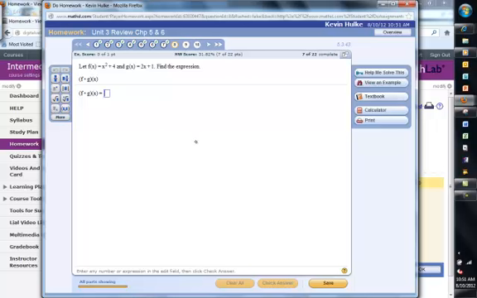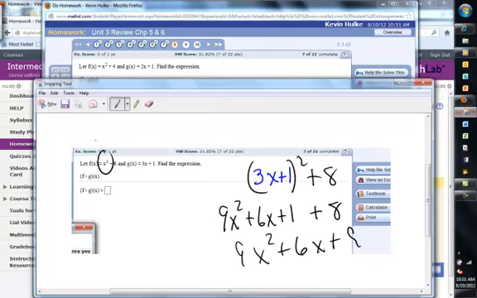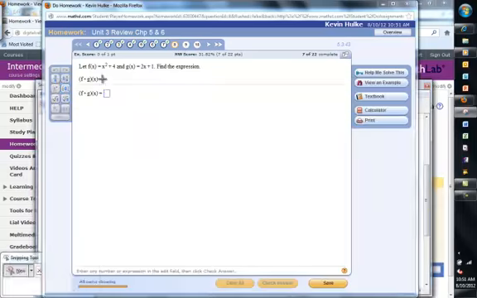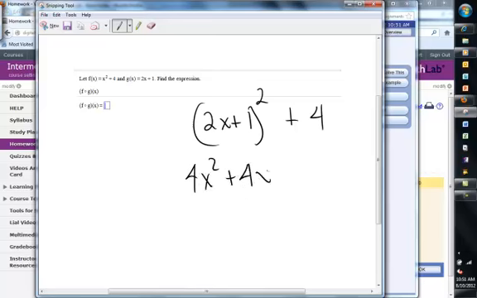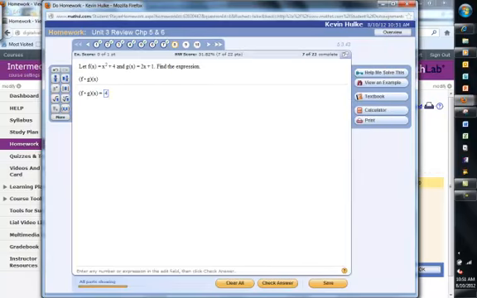Okay. So I don't know if this is the same kind of thing, let me think. Yeah, this is, somehow we got the exact same problem. Oh well. Let's just do it again. 2x plus 1, and we're going to square that and add 4. 2x plus 1 squared is 4x squared plus 4x plus 1, plus another 4 is 4x squared plus 4x plus 5.